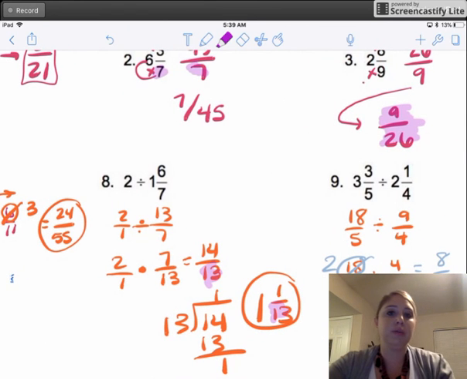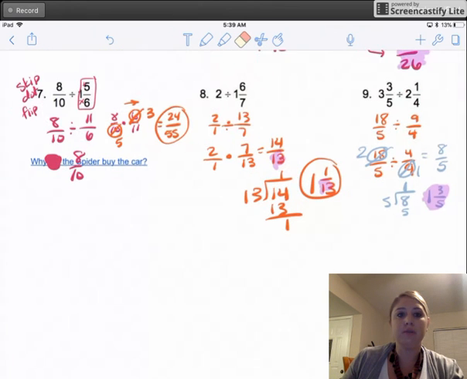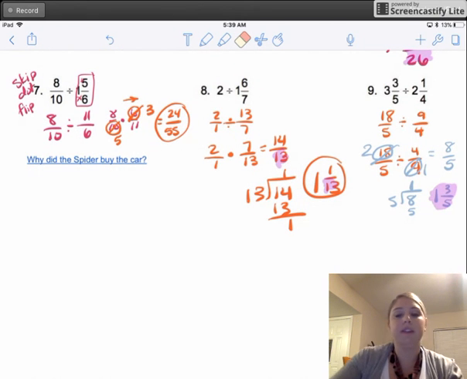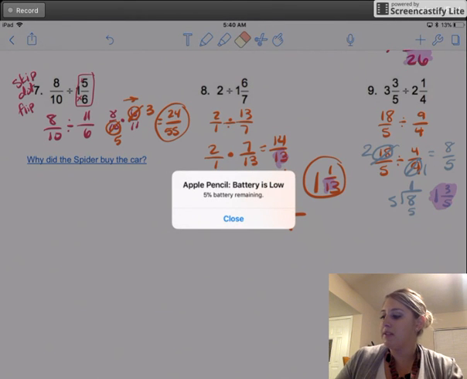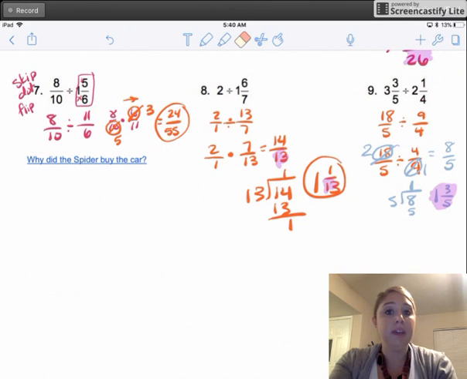At the next station, you will be talking to me to ask me any questions, but there is a riddle on the back, so if you could go to it, it's a riddle asking, why did the spider buy the car? If you will work on that, please, and my pencil's low. So start working on that. We will continue to work on it at the guided practice with me, so make sure you're doing your best, and I will see you soon.